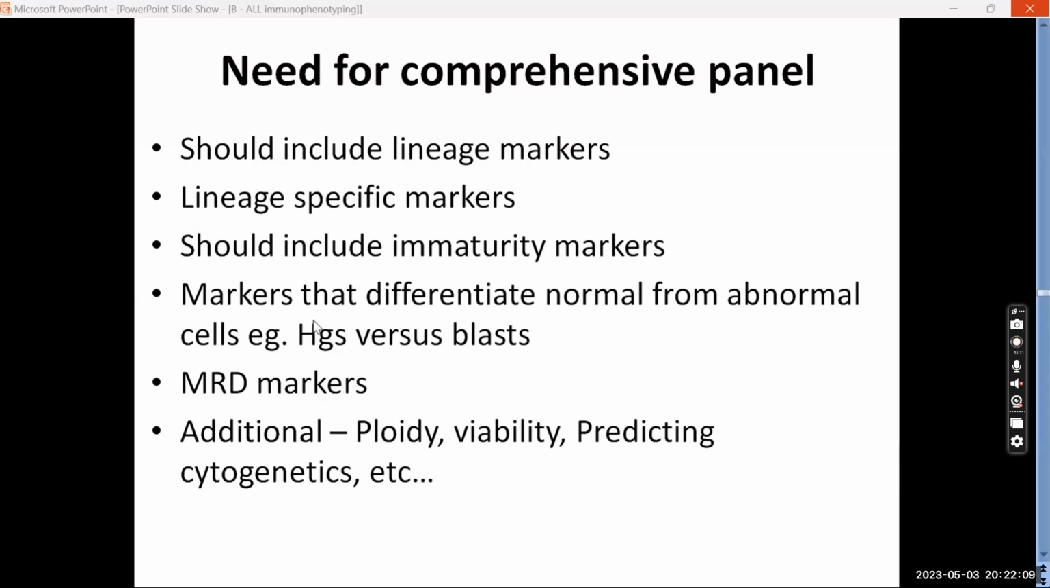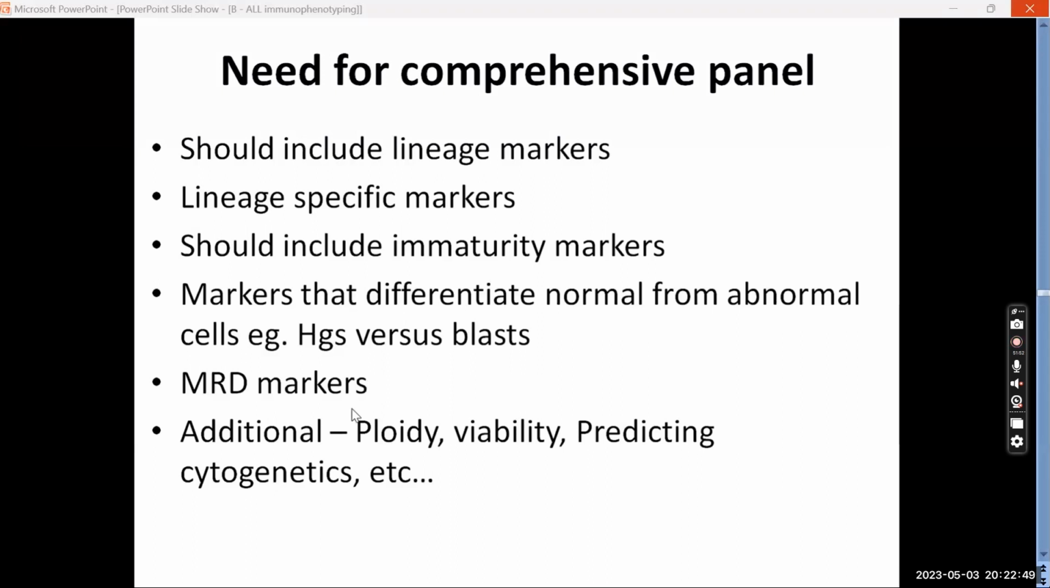Then you need MRD markers. It's not like you do flow, give the diagnosis, wash your hands, and finish. No, it's not like that. You are also giving a signature of that particular blast, which is called leukemia-associated immunophenotype. You save that, and when the marrow is done again after induction chemotherapy, you will use the signature to track the residual disease. So you need MRD, or minimal residual disease, markers, which help you pick up disease after the induction chemotherapy or at multiple time points of treatment.